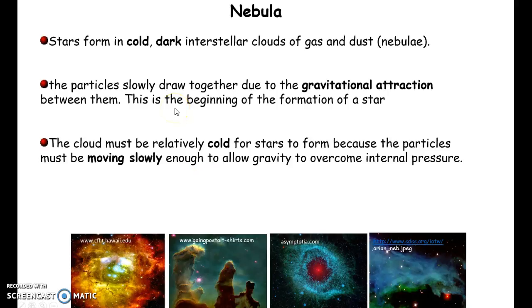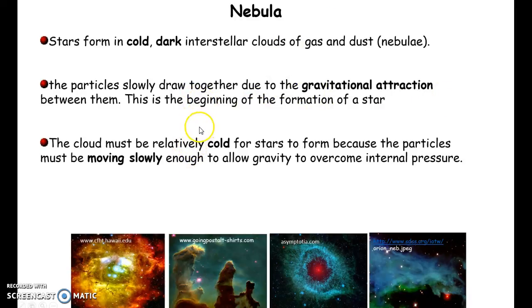All right, so all stars are going to start out as a nebula. And these are just some pictures of nebula. Basically, it's a cold, dark interstellar cloud of gas and dust. But what happens is that there's a gravitational attraction that's going to start to pull them together. This is the beginning formation of a star.